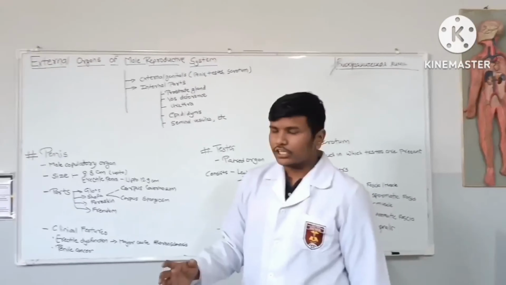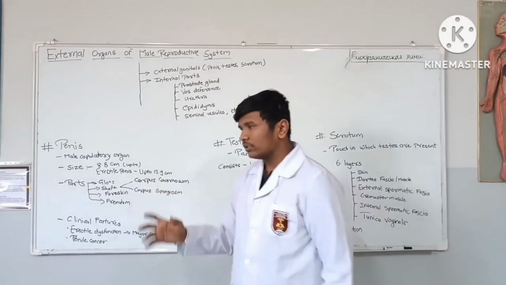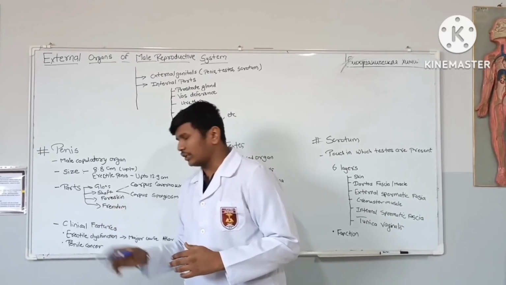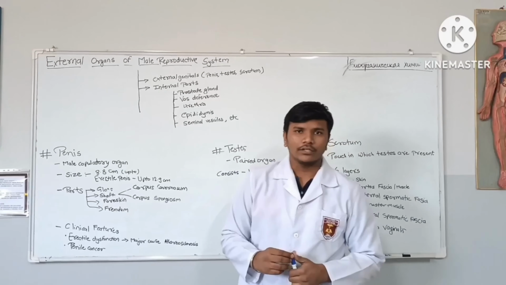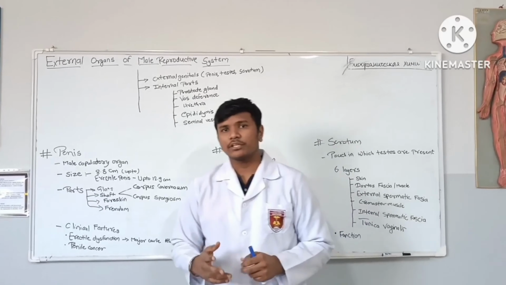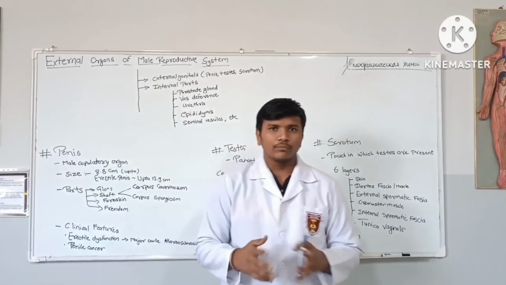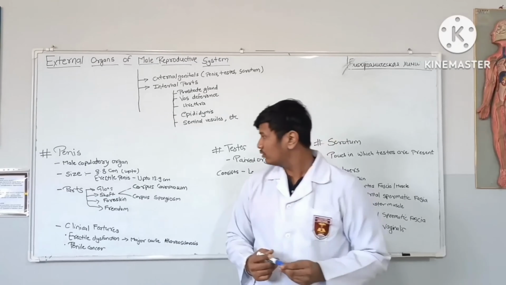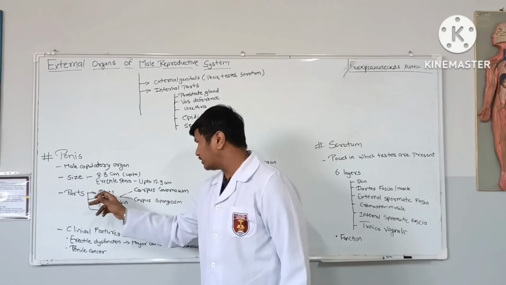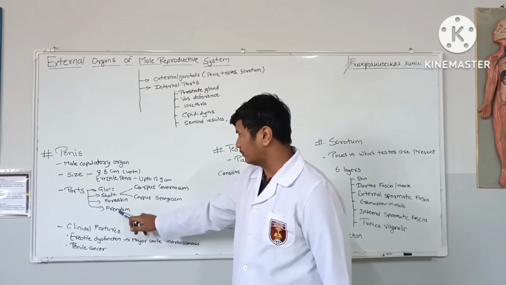The glans penis is the tip of the penis. The shaft is from the tip of the penis to the end of the penis. Foreskin: in uncircumcised men, the glans penis is covered by foreskin, and in circumcised men, the foreskin is removed surgically. It is also known as prepuce. And the frenulum is the tissue which connects the glans penis to the foreskin.